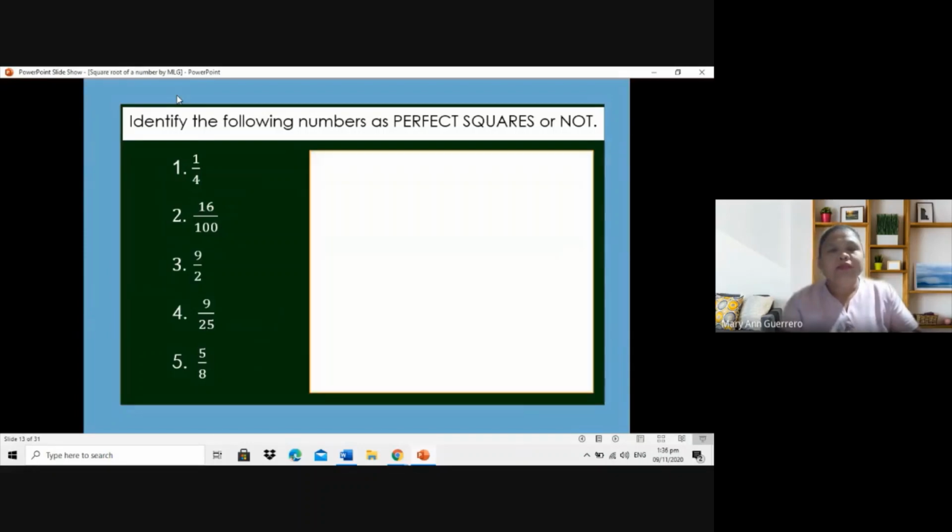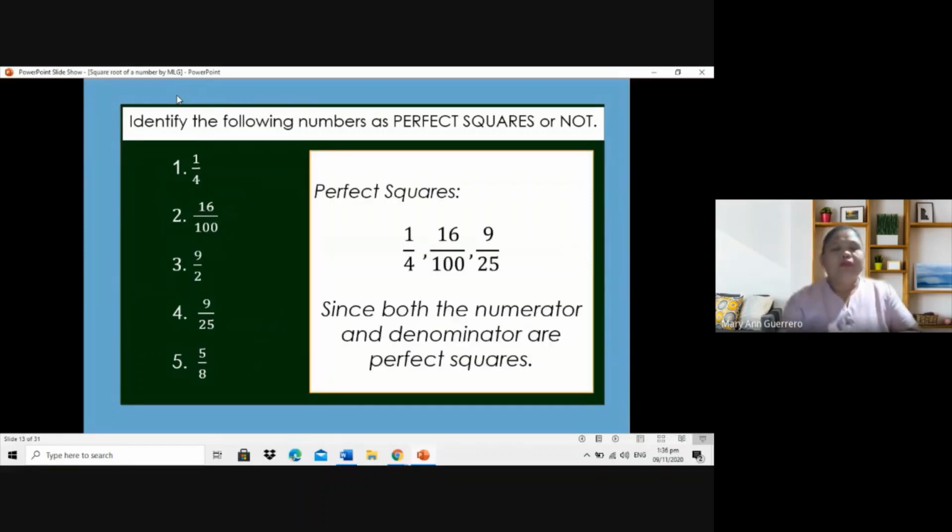Kailangan yung numerator at denominator ay parehong perfect square. For example, number 1, 1 and 4. Parehong perfect square yan. Therefore, si 1/4 ay perfect square.